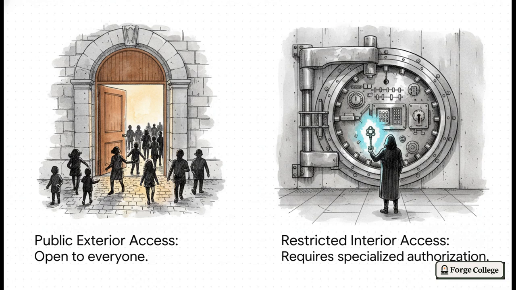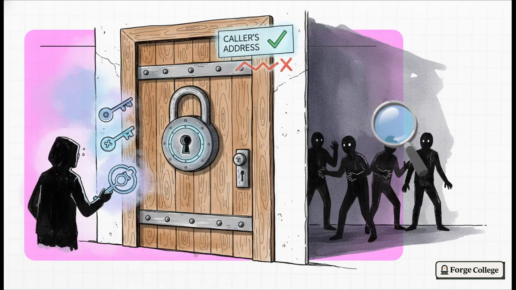But others, those are restricted interior doors. Think of a maintenance closet housing the power grid or a massive bank vault. Those require specific keys and specialized authorization to enter. Access control is quite simply the act of deciding exactly who holds which keys. So how do we actually secure those interior doors in Solidity? Well, we use modifiers. A modifier is basically our digital padlock. It checks the caller's address before allowing passage. If you don't have the right cryptographic key, bam, the execution immediately reverts. The doors stay slammed shut and you're left standing out in the hallway.